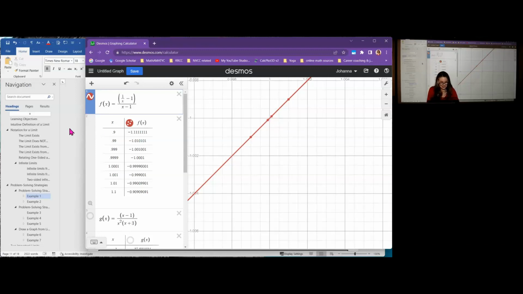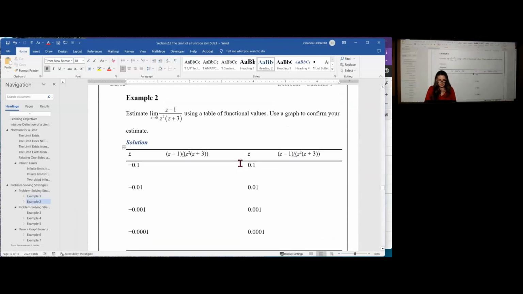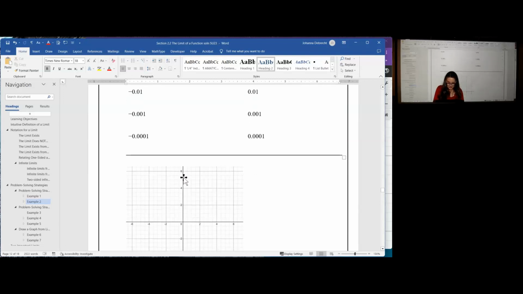All right. Let's now take a look at the second example, which is (z minus 1) over z squared times (z plus 3). Again, I want you to complete the table or use technology in Desmos in order to do this. Pause the video, then turn it back on, and we'll compare. Let's see what we got.